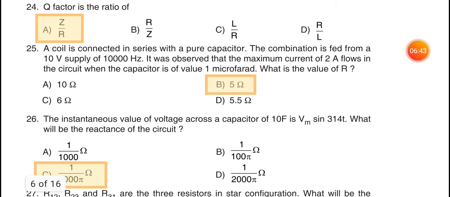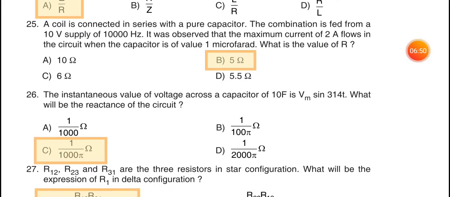24. Q factor is the ratio of. Option A is the right answer, Z by R.